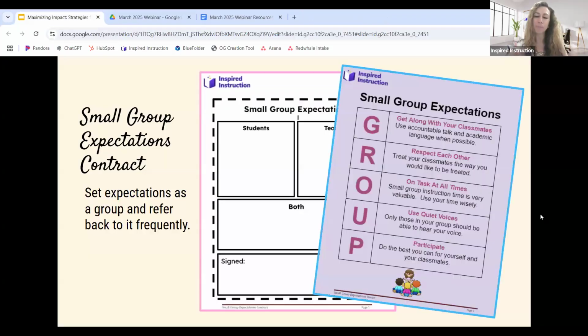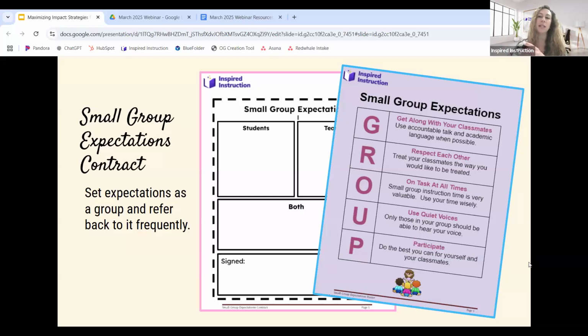So another resource that we'll share is a small group instructions, small group expectations poster. It's something of an anchor chart that can be laminated, hung up, or passed around, or even taped on a folder or a sign that you're using when you do small group instruction. But it's another way to discuss those expectations: getting along, respecting each other, staying on task, using quiet voices, and participating in your group. Okay, so again, this could be a launching off point, or it could be something that you refer to each time you're going to be starting small groups to remind students where their mindset should be.